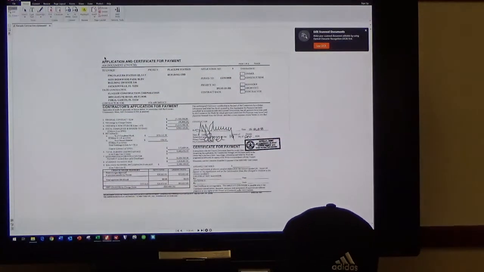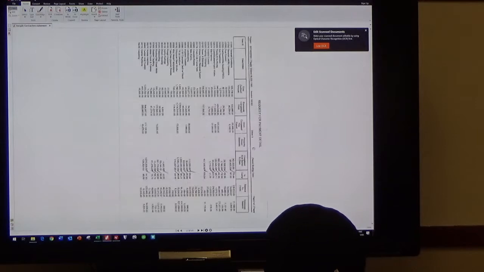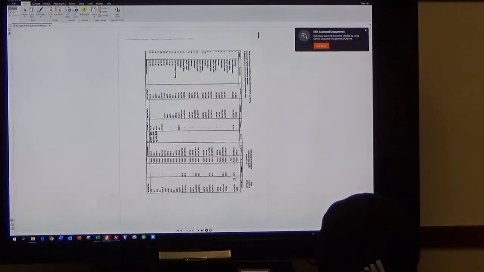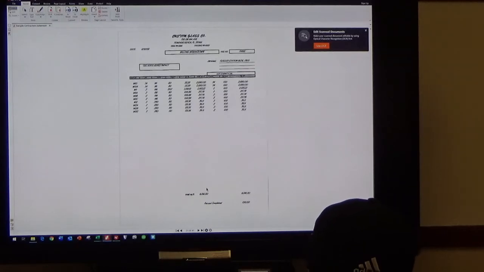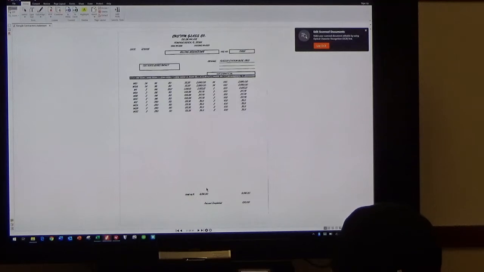Insurance, right? And you can see that this has gazillions of things behind it, because all the subs are doing their G703 and going to the GC, and then he's gathering everything.